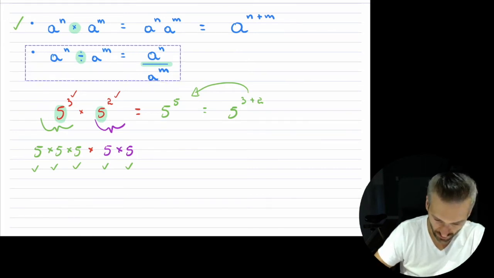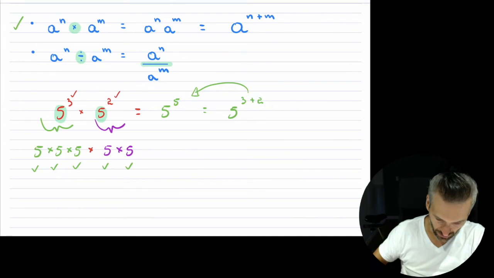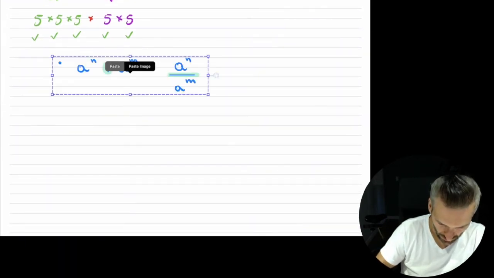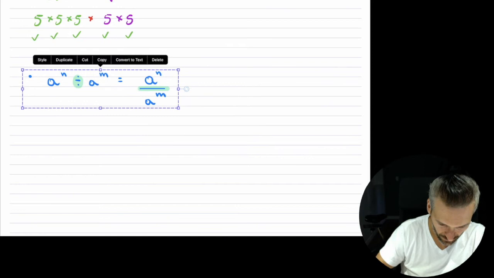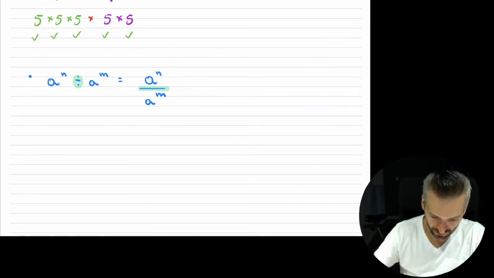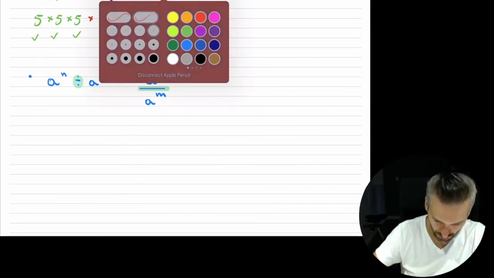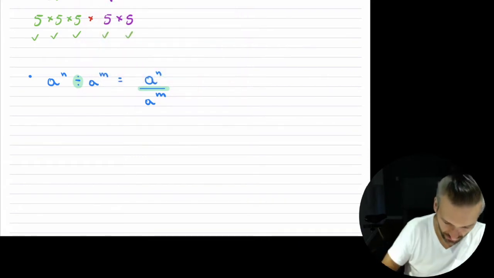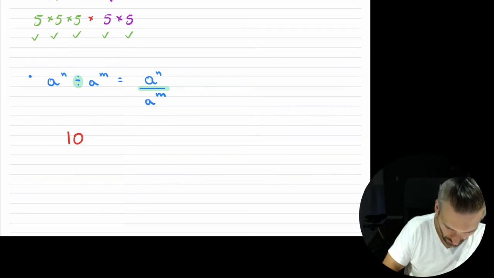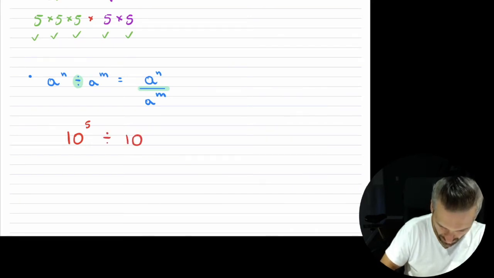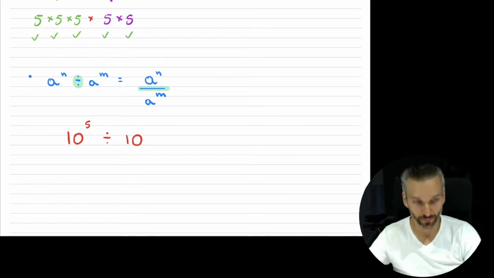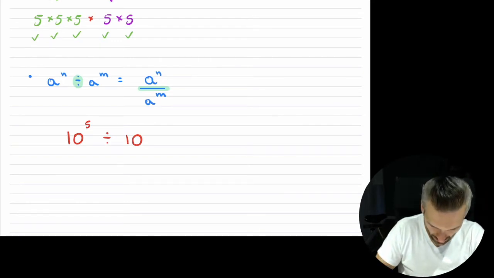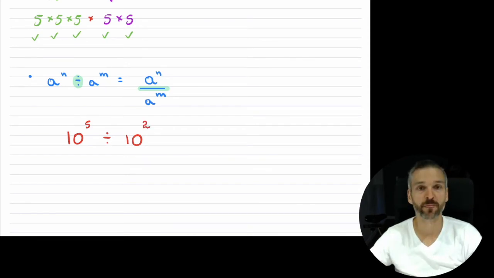So when we're running into this problem right here, with division, let me paste it down. So what happens when we have division? Again, let me illustrate this by example. So imagine that we have, and I'll take different numbers, let's say 10 to the 5 right here, and then we are dividing that. Again, the base is the same, so in this case my A is 10, and let's say I have a 2 right there. So that's what I have.